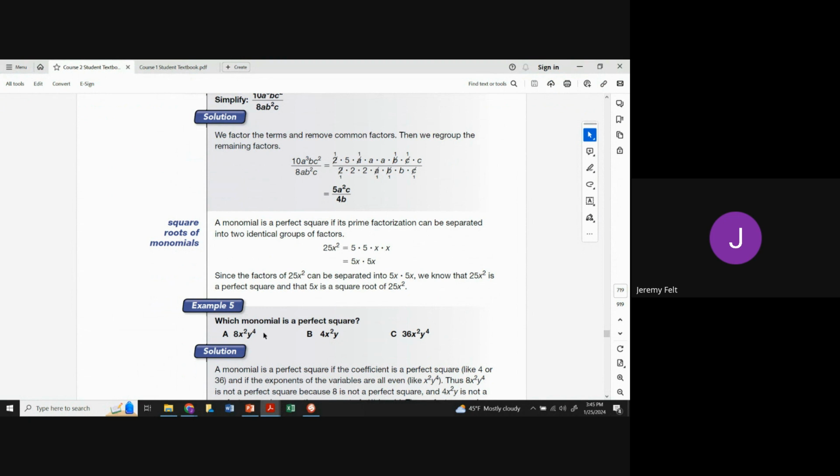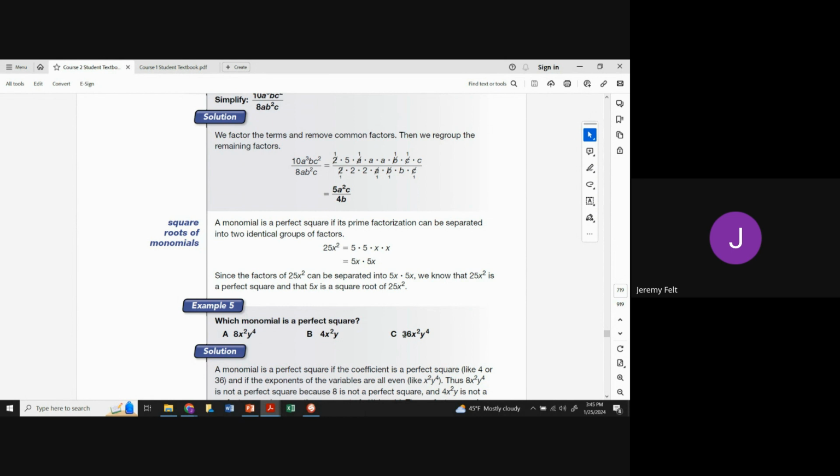So if we're looking at these, which one of these is a perfect square? Looking at a coefficient is going to help us out. 8 is not a perfect square. 4 and 36 are. So let's keep going. X squared is x times x, so we're good so far. But y, there's no way that y times y would be y squared. So this one is not a perfect square.